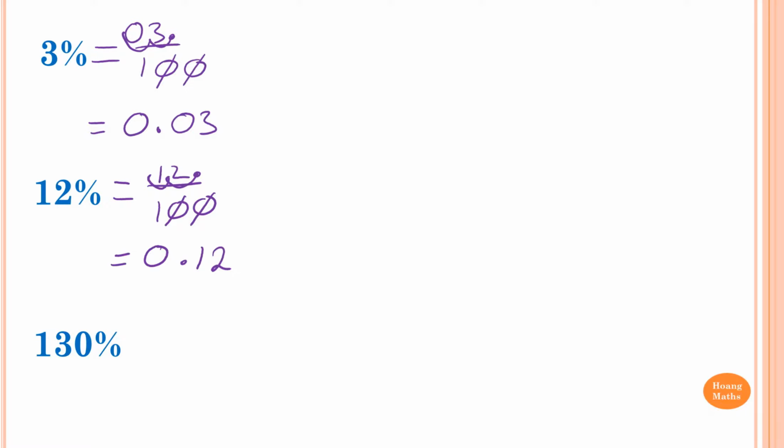130%, it means 130 per 100. So what we do, no decimal point, it means it's right back here. You move 1, cancel this one, move 1, cancel this one. So 1.30 or 1.3.